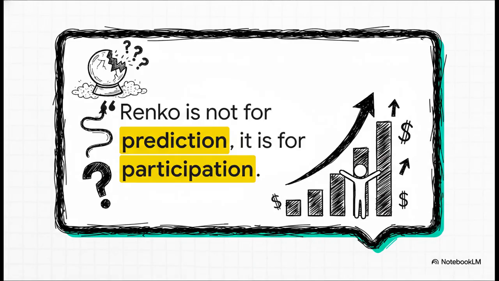And that really brings us to this one quote that sums up the entire mindset. With Renko, we are not trying to predict the future. We're not fortune tellers. We are simply seeing what is happening right now, a clear trend, and we are participating in it. It's a huge mental shift, right? You stop trying to be a psychic and you start being a reactor.